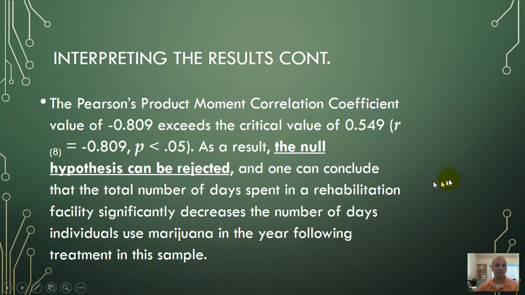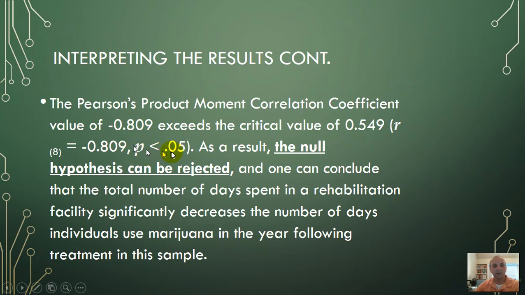So how do you interpret it? This is how you would interpret it, okay? And it's important you pay attention to these interpretations. It's not good to deviate much from this model. I'll get to that in a second, but here's how you would interpret it. The Pearson's product moment correlation coefficient value of negative 0.809 exceeds the critical value of 0.549. This is it. That's the formula I showed you earlier. You should write that in your results when you're interpreting. Okay.